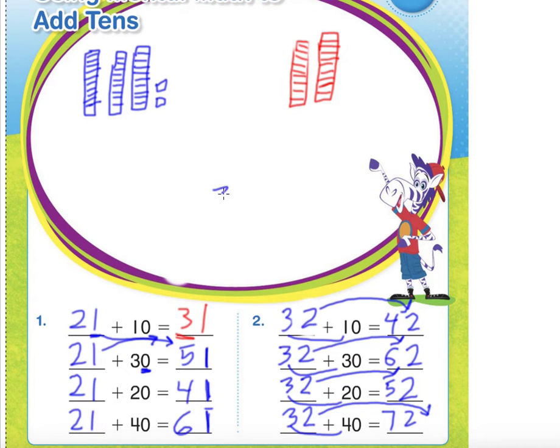And if you're not feeling comfortable and you just want to check your work, we can write it a different way, top to bottom. 32 plus 40.